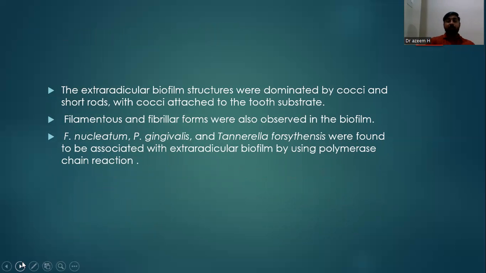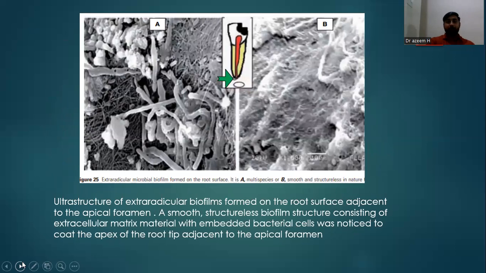Some of the organisms like F. nucleatum, P. gingivalis, and T. forsythia were also found to be associated with the extraradicular biofilms. This is the SEM image of the ultrastructure of extraradicular biofilms formed on the root surface adjacent to the apical foramen. In this picture, we can see that a smooth, structureless biofilm consisting of extracellular matrix material with embedded bacterial cells was noticed to coat the apex of the root tip adjacent to the apical foramen.